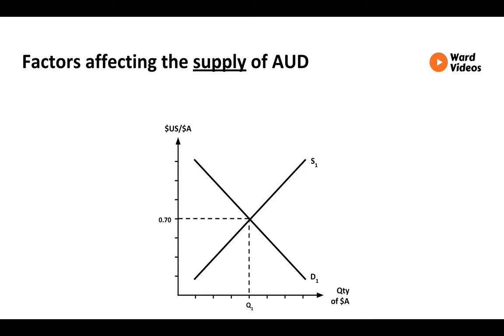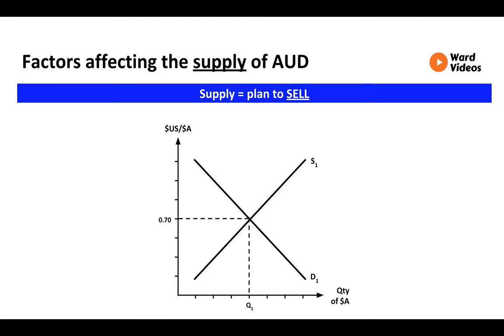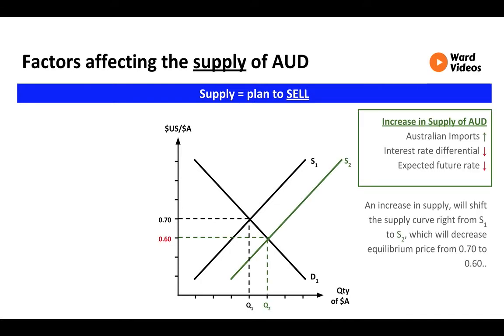Factors affecting supply of the Australian dollar. Supply is when people plan to sell the currency and buy another. In this example, sell Australian dollars and buy US dollars. An increase in supply will shift the supply curve right from S1 to S2. In this example, it would decrease the equilibrium price from 0.7 to 0.6.